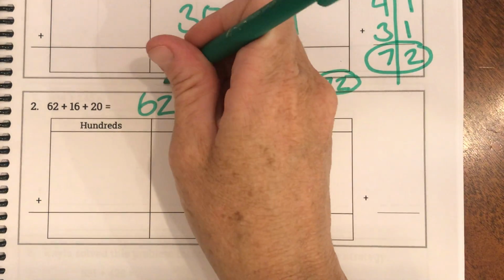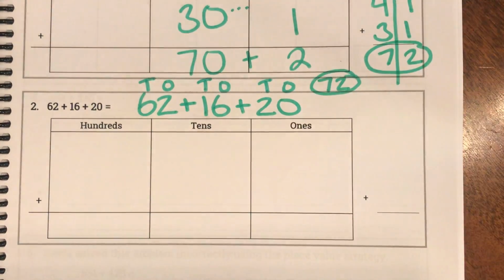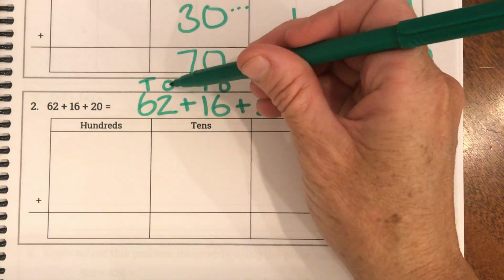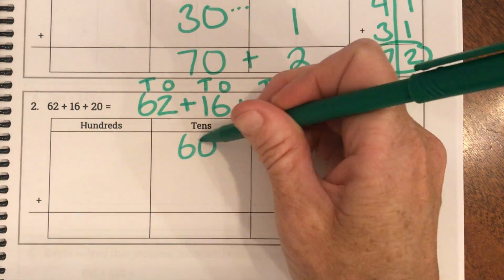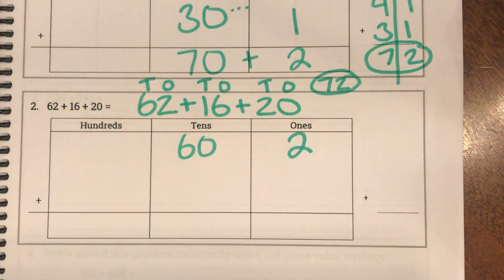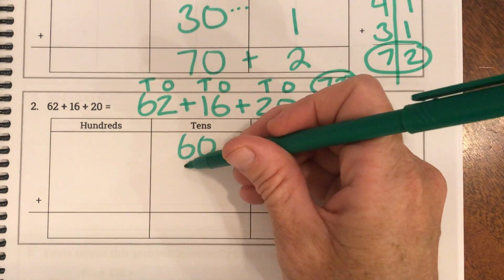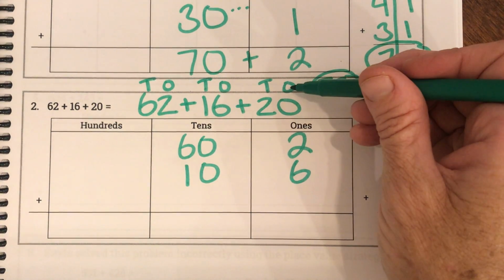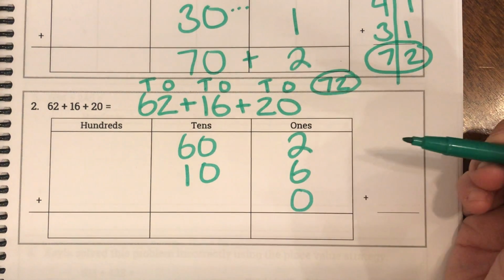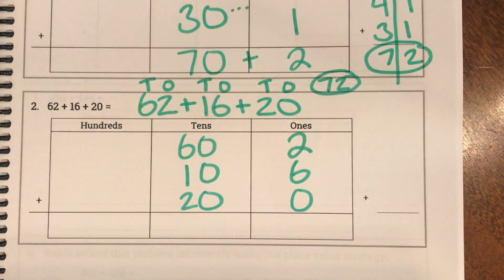Okay, we have our ones and tens, ones and tens, ones and tens. So for 62, what do we have? We have 2 ones and 6 tens, which equals 60. For 16, we have 6 ones and 1 ten, which is 10. For 20, we have 0 ones, so we could put nothing or we could put a 0. And we have 2 tens, which is 20.